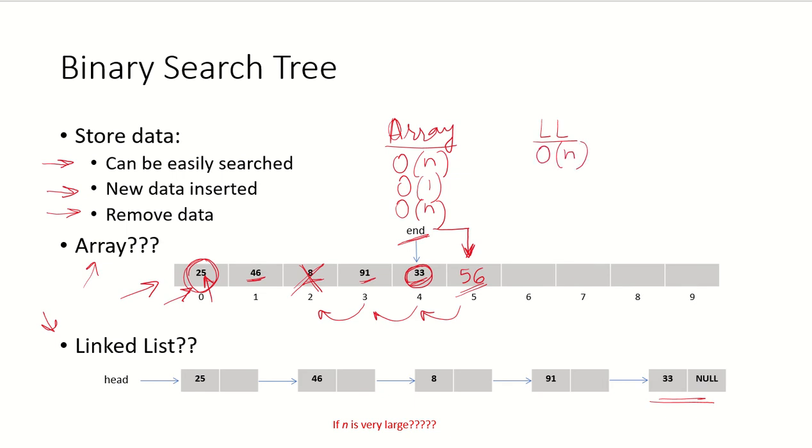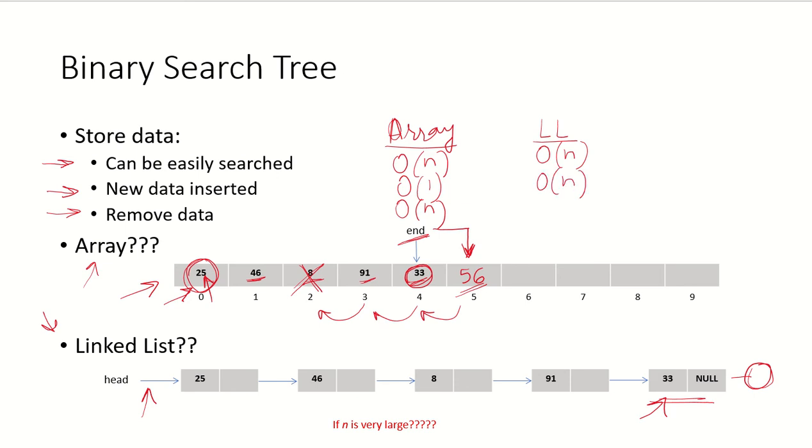If new data has to be inserted, it depends on where the new data is being inserted. If it is being inserted as the first node at the head of the linked list, then constant time would be required. But if it is being inserted as a last node, that means after the existing last node, this would be the worst case, and again the complexity would be order of n.